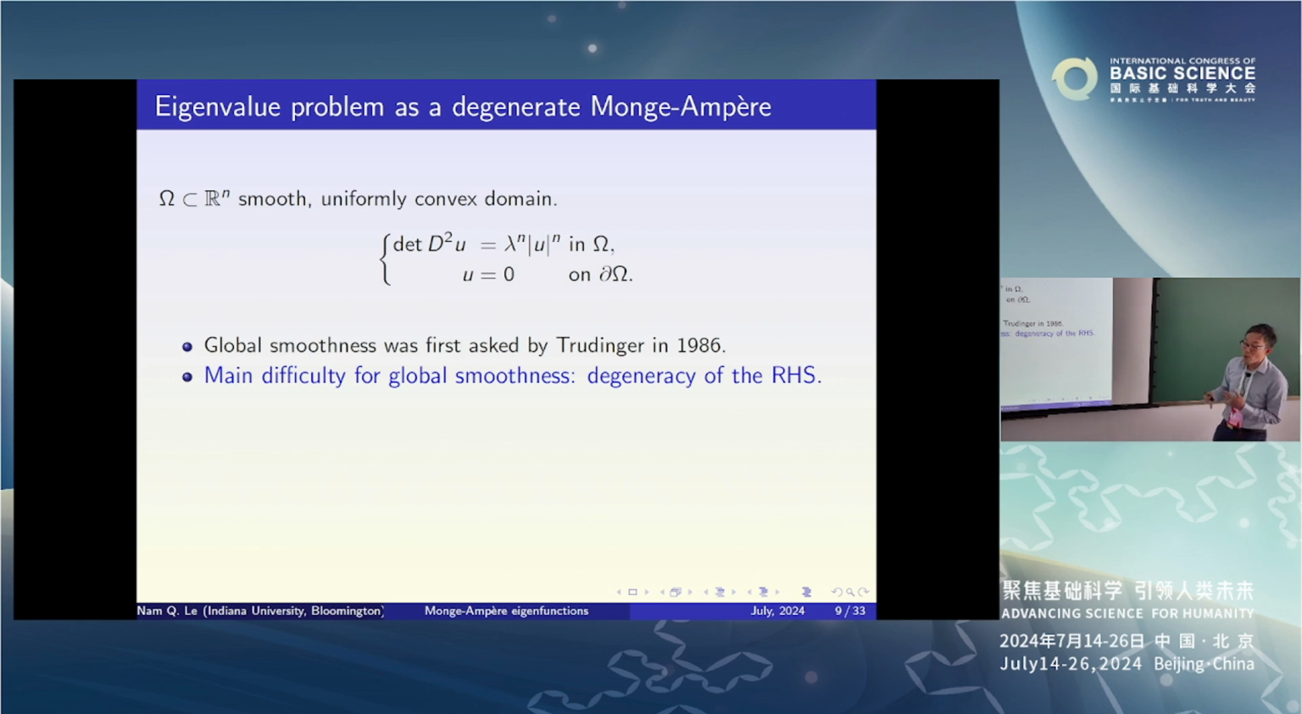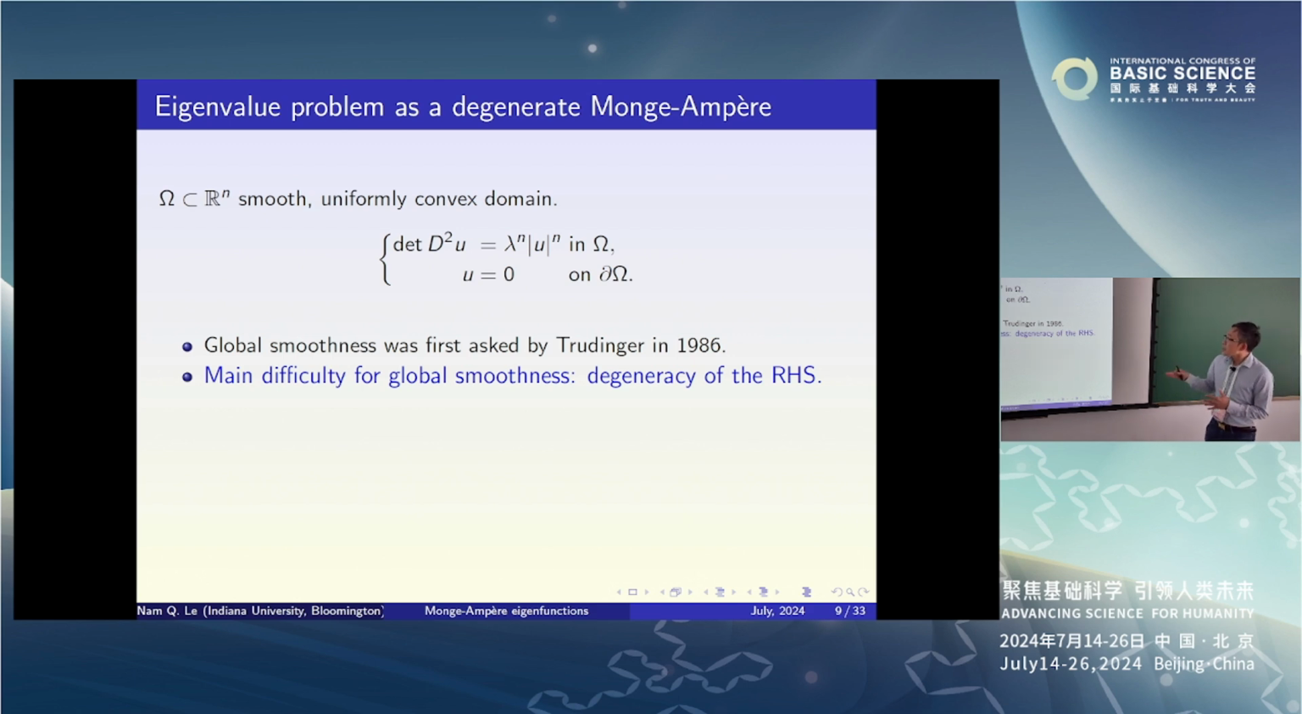But now the question is, what about the global smoothness? Because for the Laplace operator, we have the global smoothness of the eigenfunction. What about the global smoothness of the Monge-Ampere eigenfunction? The global smoothness of the Monge-Ampere eigenfunction was first asked by Schrödinger about 40 years ago.